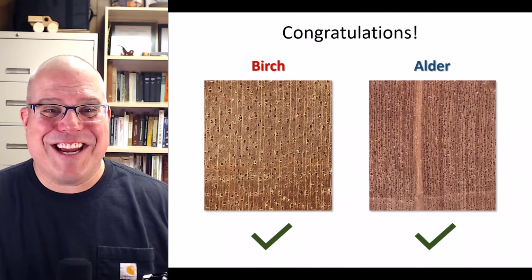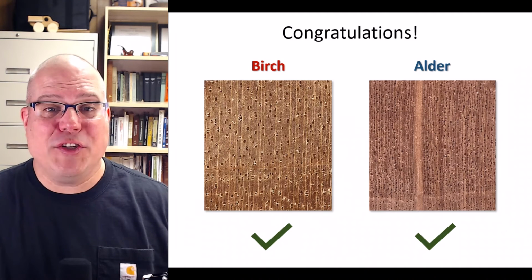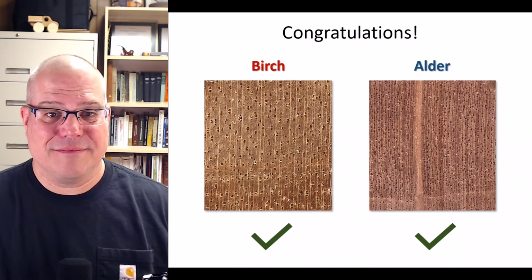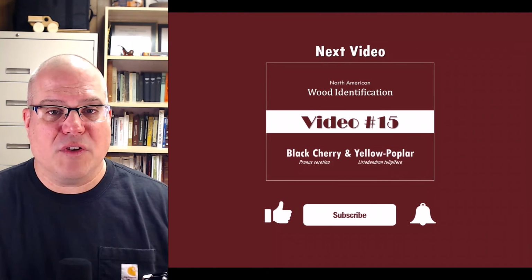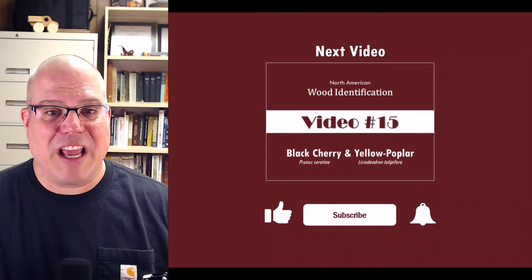And that's all for today. Congratulations on learning how to identify two new North American hardwoods. Now that we've covered the maples, birches, and alder, we'll move on next time to two more diffuse porous woods, black cherry and yellow poplar.